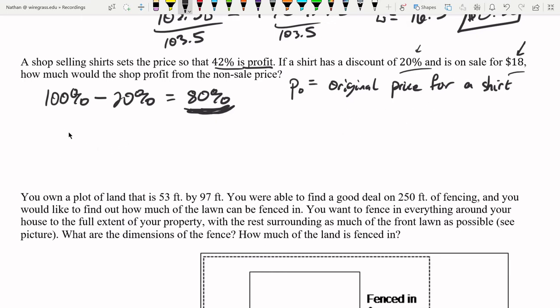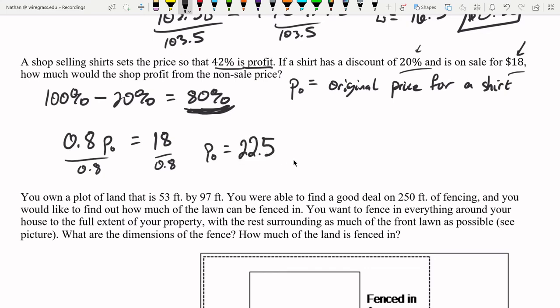So $18 equals 80%, or 0.8, times the original price. And this is just a linear equation with one variable, right? So we can divide by 0.8 to get the original price back. 18 divided by 0.8 is 22.5.